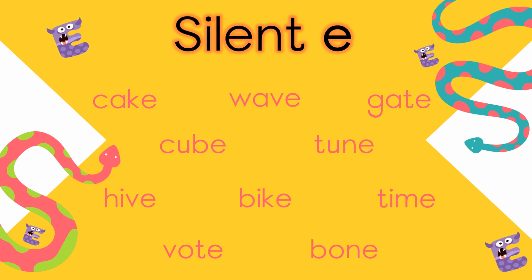Do you notice I do not pronounce the E sound? I don't go gate or time. It's a silent E. It only changes the vowel sound before it. So the A to the A, the A to the U, the E to the I, the O to the O. So we only change those and we don't say the E sound.